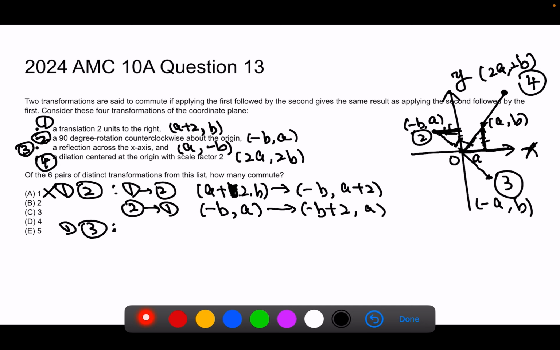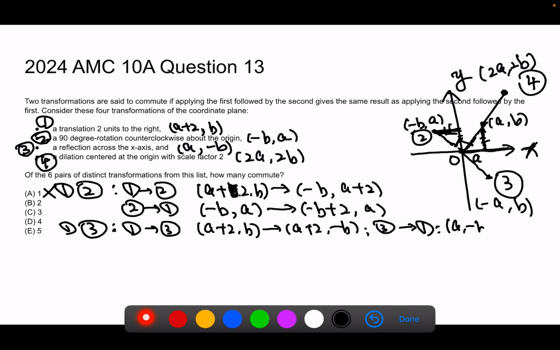Now let's try 1, 3. If you do 1, 3, you start from A, B, then you get A plus 2, B. 3 is going to do a reflection, so you're going to get A plus 2, negative B. To save some space, I'm going to do 3, 1 here. 3, 1. You're going to get A, minus B first. And then you move to the right to get A plus 2, minus B. So 1 and 3 actually do commute.